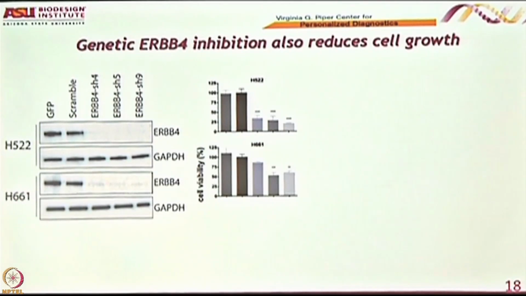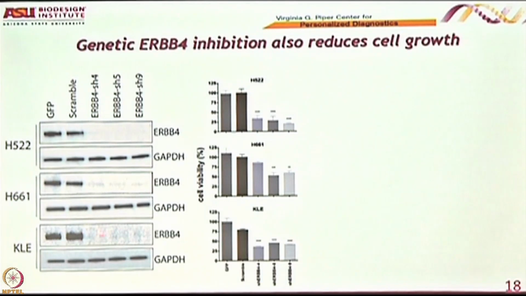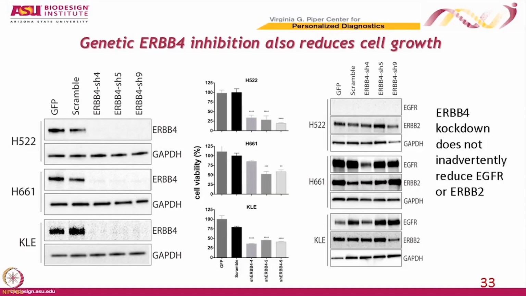Here's another cell line, knock down ERBB4. Once again, you see reduced cell growth. Here's yet another cell line, knock it down. Once again, you see reduced cell growth. So knocking down ERBB4 by itself, using 3 different shRNAs in each case, is sufficient to knock down cell growth. So we felt like we had pretty significantly demonstrated that this cell growth inhibition was due to ERBB4 inhibition. And this is just to show you that when you knock down ERBB4, it doesn't affect EGFR or ERBB2.